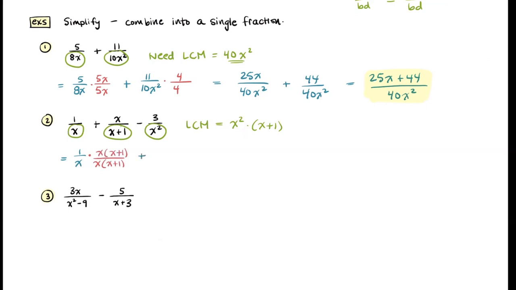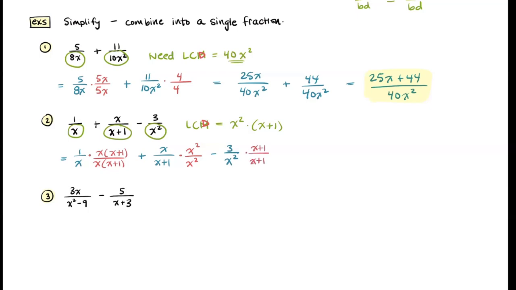Okay, let's see. The second fraction is x over x plus 1. That is going to need the x squared, right? That's what the denominator there is missing from the LCM or the LCD. I guess I should really call these LCDs, least common denominators. Okay, then we have minus 3x squared. Okay, that one, of course, is missing the x plus 1.